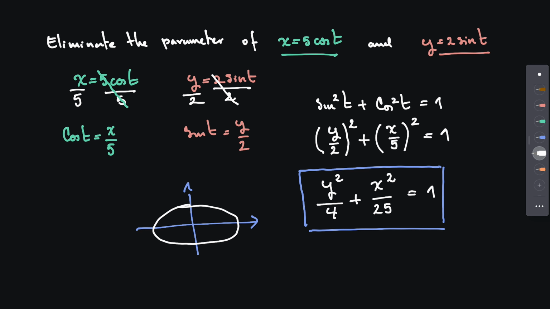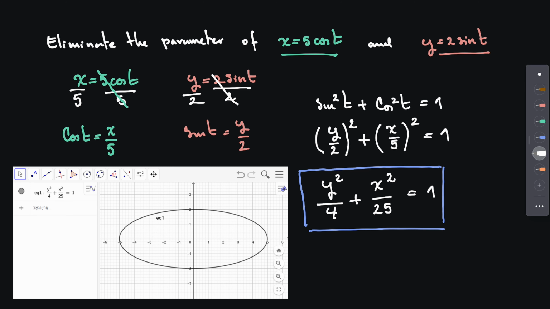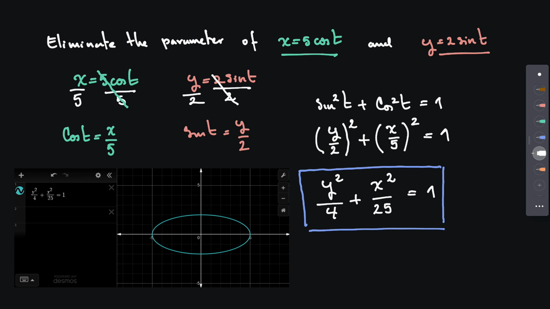If not, you can plug this into any software, GeoGebra, graphic calculator, Desmos, and you will get this. You will get an ellipse like this. Okay, and that will be the graph for these parametric equations.